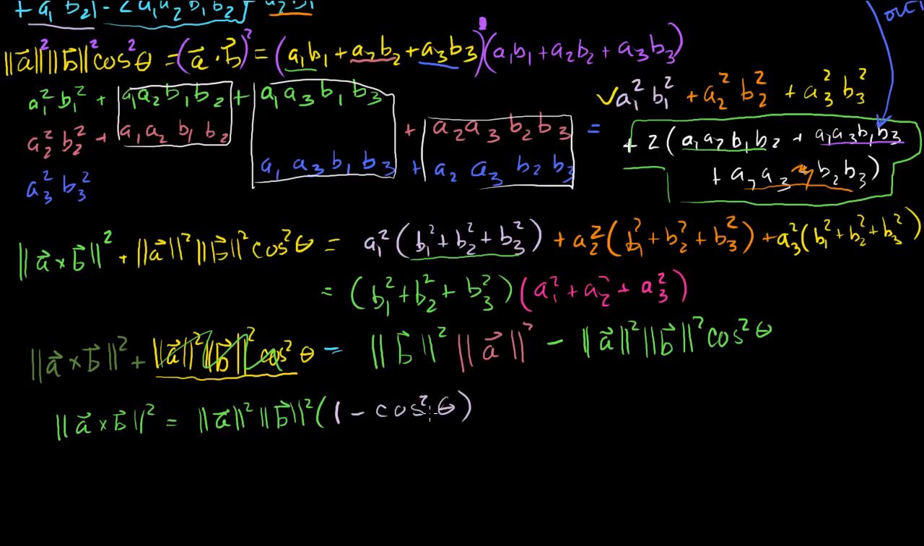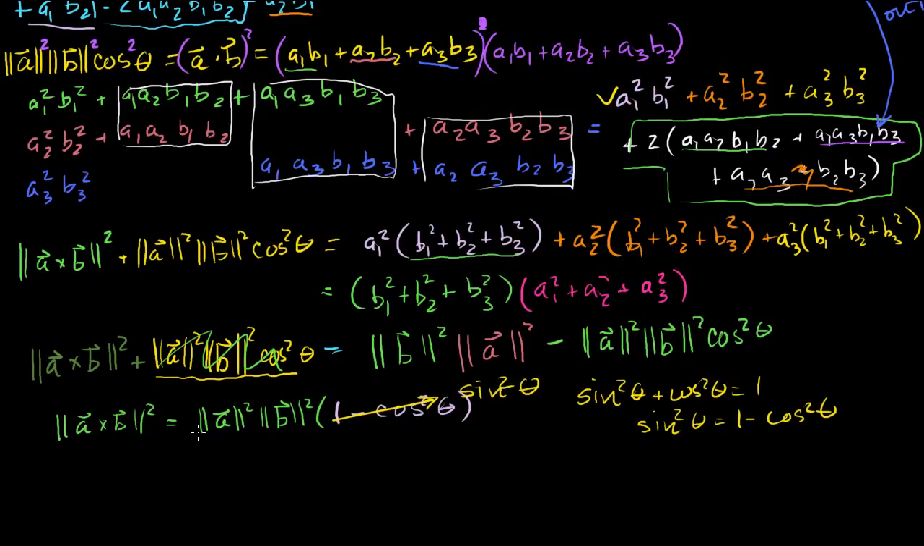And what is 1 minus cosine squared of theta? Well, this is the most basic trig identity. Sine squared of theta plus cosine squared of theta is equal to 1. So if you subtract cosine squared from both sides, you get sine squared of theta is equal to 1 minus cosine squared of theta. So this is sine squared of theta.